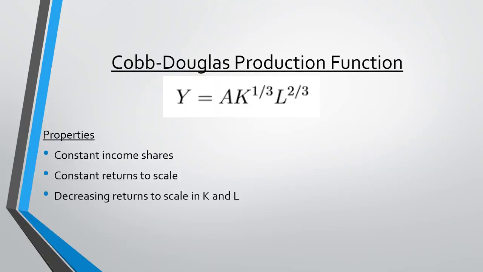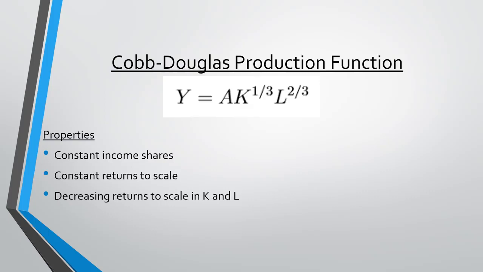The first model in this course is the Cobb-Douglas production function. Now, there are three important properties in this model. Number one, constant income shares. This is represented by the power of the variables, i.e. a third of income goes to capital and 2/3 goes to labor.